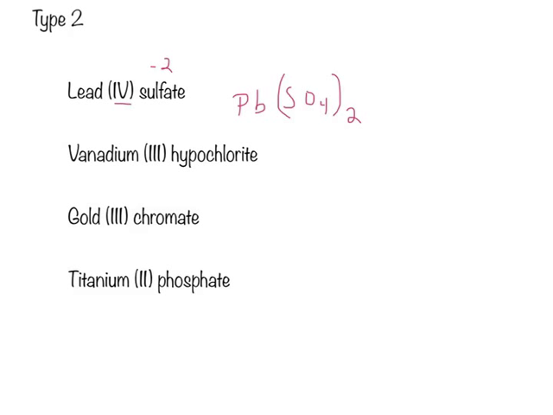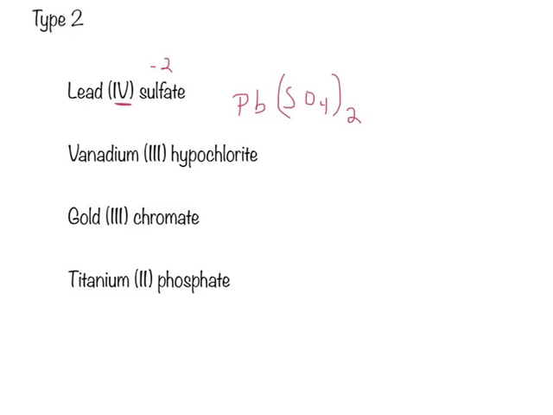Remember that the 4 here does not tell me how many leads I have. That tells me the charge on the lead, the charge on the cation, not the number of cations. It likewise does not tell you the number of anions you need. So make sure that you remember that. It is not the number of cations nor the number of anions. It is the charge on the cation.